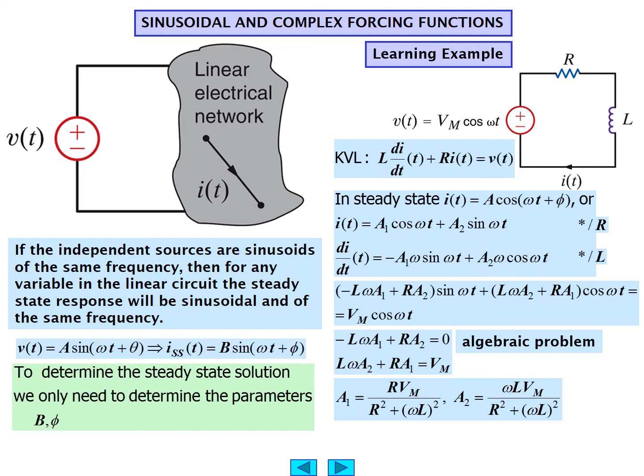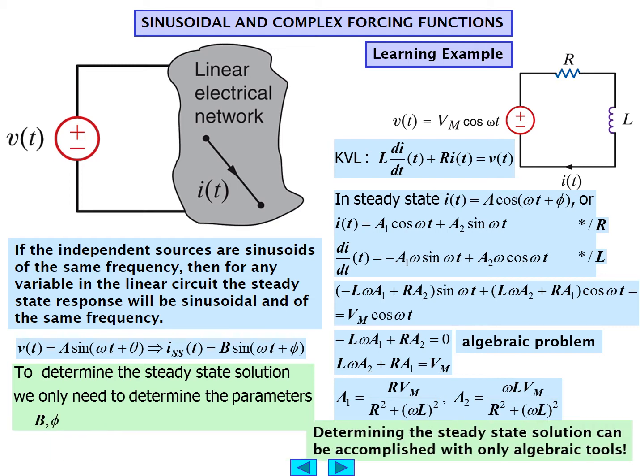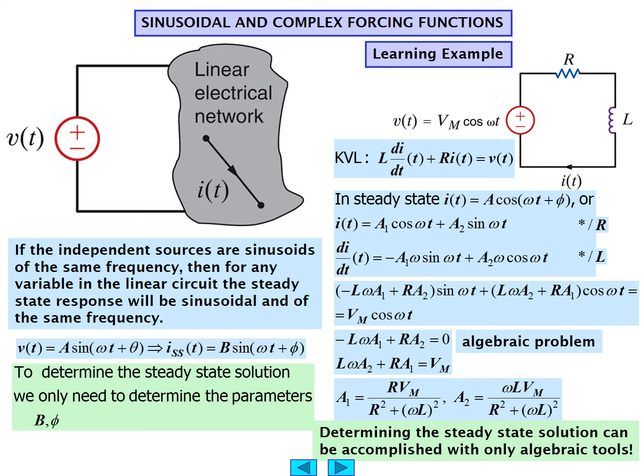Or if you will, A1 can be solved. It's two equations and two unknowns. A1 is R Vm divided by R squared plus quantity omega L squared, and A2 is omega L Vm divided by R squared plus quantity omega L quantity squared. And of course, in that solution, supposedly we know what R is, we know what L is, we know what omega is, and we know what V sub m is. Therefore, we can solve for A1 and A2 directly. Determining the steady state solution can be accomplished then only with algebraic tools in this case. Notice that we use the forcing functions to produce equal to 0 or equal to V sub m, and therefore we have two equations and two unknowns, and it can be solved easily.